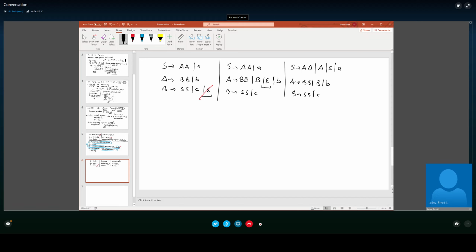and B goes to SS, or little c. And so now I have managed to get rid of this epsilon production, but at the cost of having introduced yet another epsilon production. S goes to epsilon. So now I want to get rid of this.